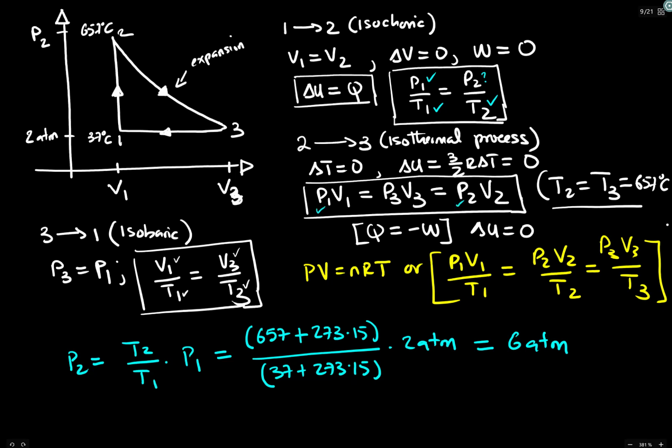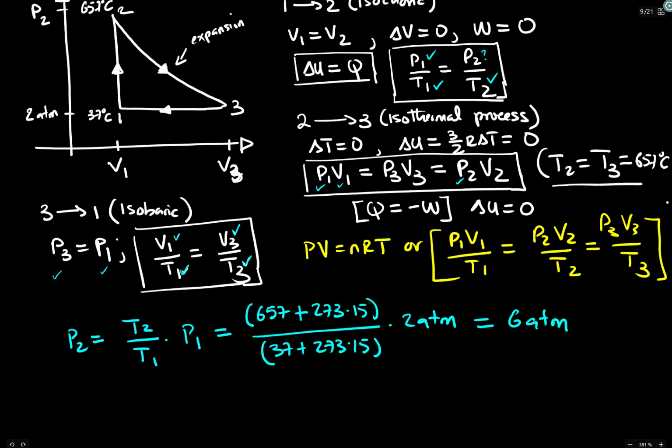We know P1, we don't know V1, and V1 is equal to V2. Keep in mind, P1 is equal to P3. We know T1, we know T3, we don't know V1, and we don't know V3, but we know P2.